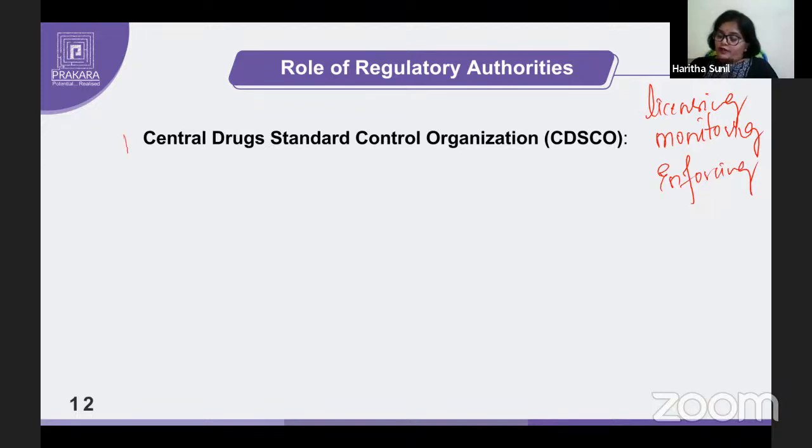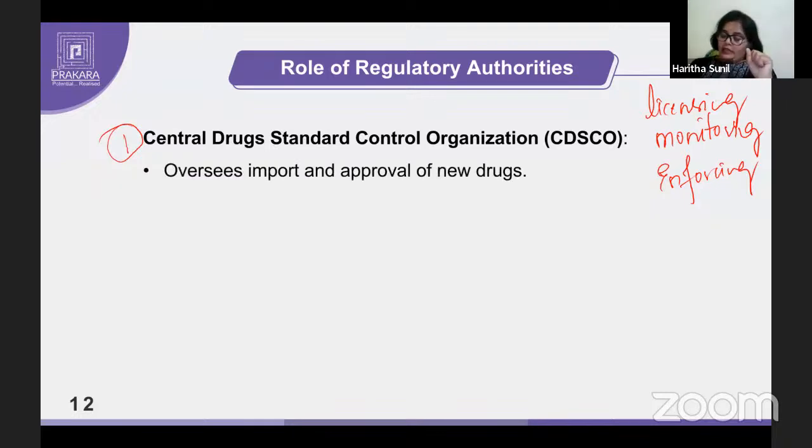So the first and foremost regulatory body that we have is the CDSCO. This CDSCO mainly looks after the import and the approval of new drugs. It generally checks the clinical trials and grants approval for new drugs as well as vaccines. And it also controls the import of substances from other countries into India. For example, CDSCO's role in fast tracking vaccine approval during the COVID-19 pandemic. This is an example where the CDSCO took charge in approving the vaccine.